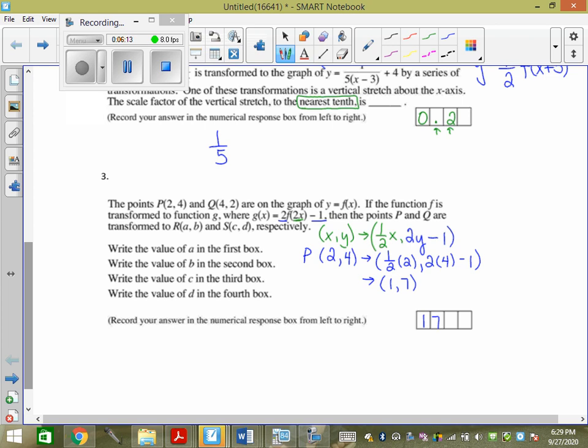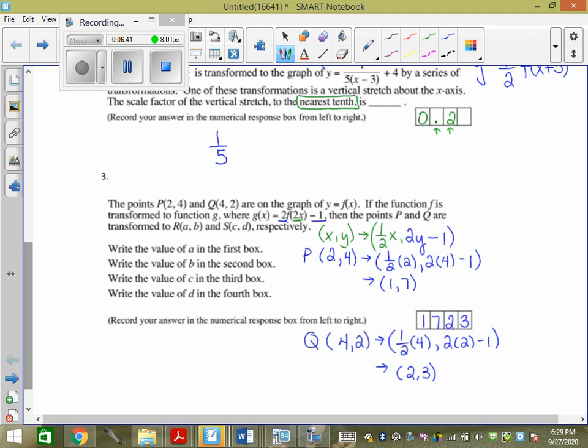Then I have to do Q. Q is 4, 2. And it's going to be put in for 1/2 times 4, comma 2 times 2 minus 1. So I'm going to get 2, comma 3. Because half of 4 is 2, and then 2 times 2 is 4, minus 1 is 3. So 2, 3. So 1, 7, 2, 3 will be the answers to the quiz.